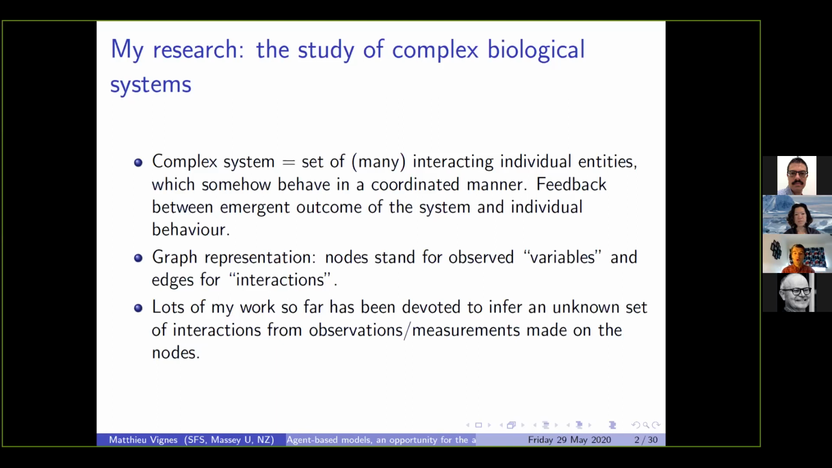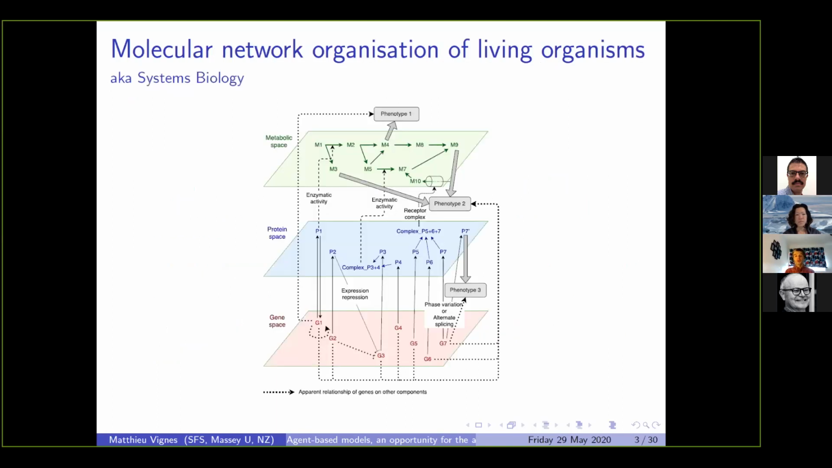So more precisely, lots of my work so far was focused on reconstructing networks from high throughput data. If we look at the modeling, it looks like this. Think of that as a map of the functioning of a living organism, where you have the gene space, protein space, metabolic space. I'm assuming that everyone here is familiar with very basic molecular biology concepts. If not, raise your hand quickly, and I can try and fix that very quickly.